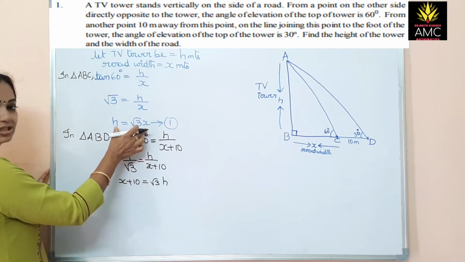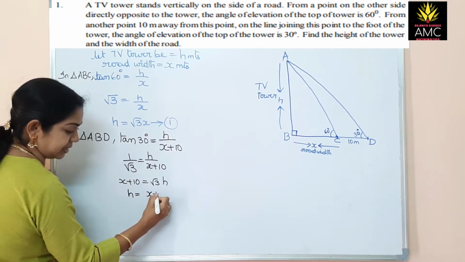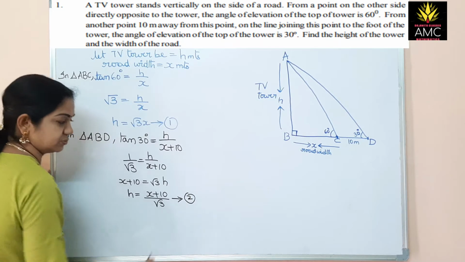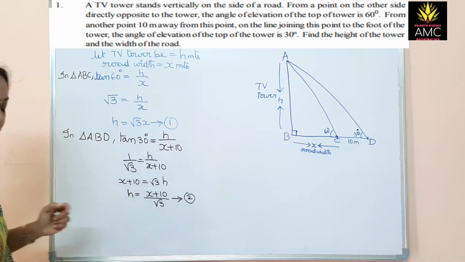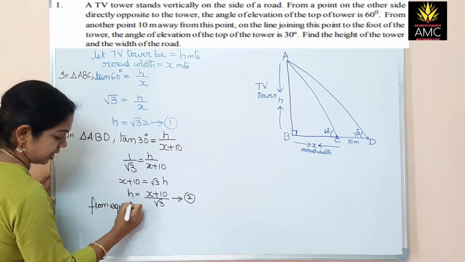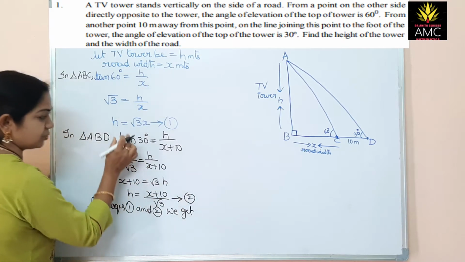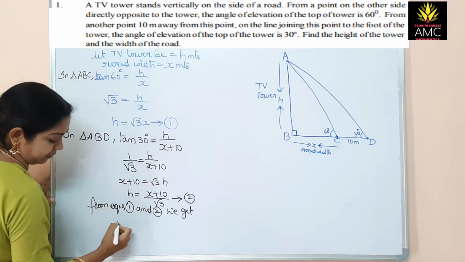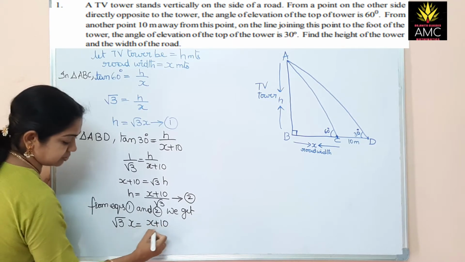Now here I got the equation in h. So let me get the equation in h again. h is equal to x plus 10 by root 3. Let us suppose these as equations 1 and 2. So h I got root 3x, h I got x plus 10 by root 3. So I'll equate these two, okay? From equations 1 and 2, when you equate these two, LHS part is equal, so RHS part will equate. So root 3x is equal to x plus 10 by root 3.